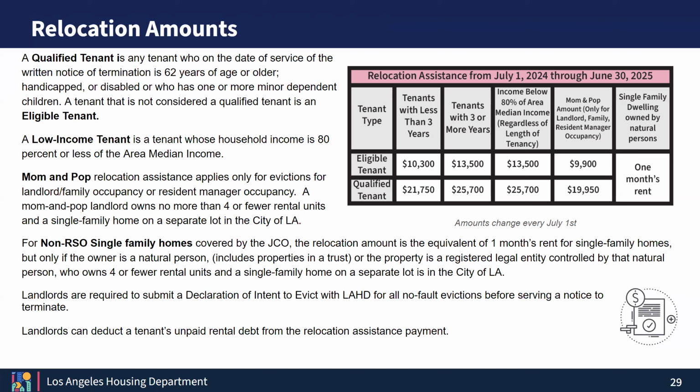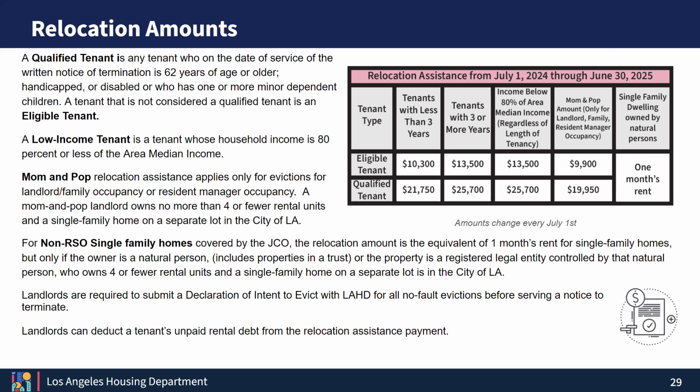For example, if an owner will evict for landlord, family, or resident manager occupancy, and they meet the requirements under the mom and pop rules, then the owner may only pay $9,900 or up to $19,950. So they are slightly lower amounts than the regular relocation amounts. But to qualify for that, the owner has to be a mom and pop owner, which essentially means they don't own more than 4 units on the property and maybe a separate single family dwelling on a separate lot in the city of LA. So no more than 5 total. And the 5th one must be a single family dwelling.